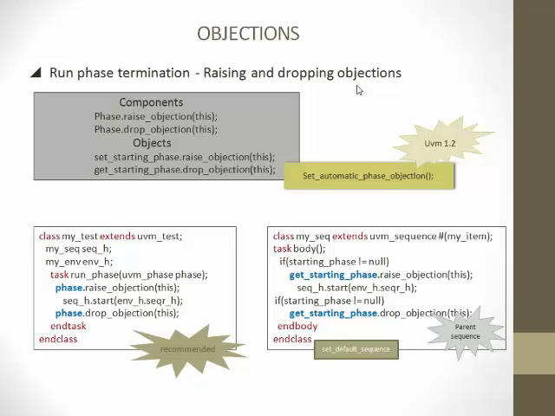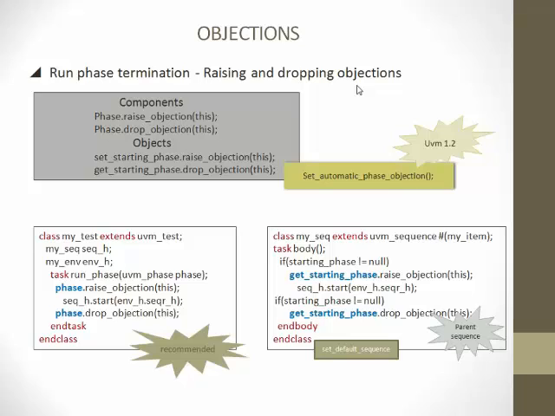All you need to do is raise and drop objection within the parent sequence. So the same thing can be achieved when you're actually raising and dropping the objection within a given test. So all you're doing is you're raising one objection and dropping one objection.